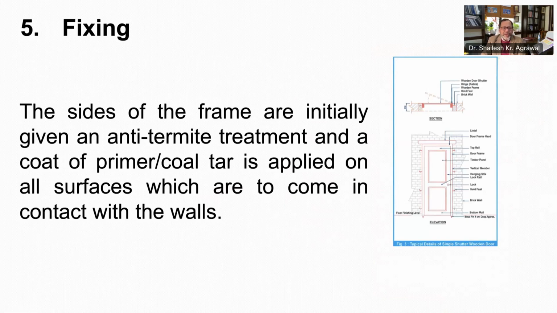Let's now look at how to fix these doors and windows. First, the door or window frame is to be fixed into the wall and the shutter is subsequently fitted after finishing work. In case of wooden door or windows, they are to be fixed to masonry walls, and you can do as follows. The side of the frames are initially given an anti-termite treatment, and a coat of primer or coal tar is applied on all surfaces which are to come in contact with walls.